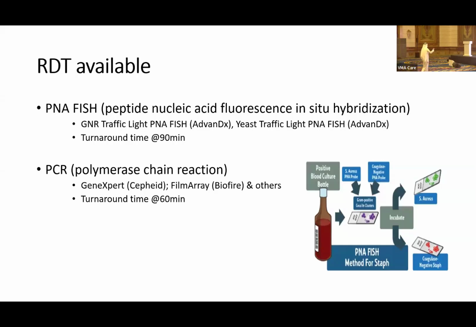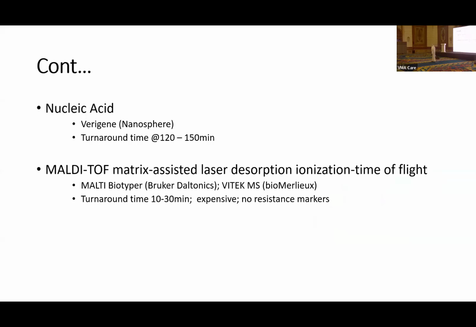So these are the types of RDT. We have the PNA FISH. This is the concept: if you have a positive blood culture, you have 2 probes used for Staph aureus or coagulase-negative staph, and then they need a fluorescent microscope to tell you whether it is Staph aureus or coagulase-negative. Another RDT is PCR, like GeneXpert or FilmArray, with a short turnaround time, detecting nucleic acid.